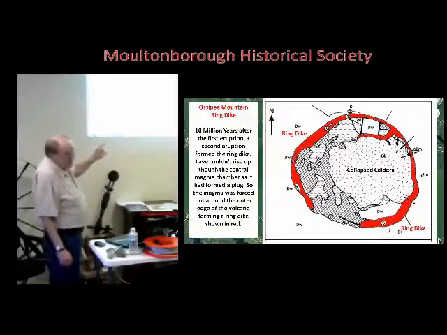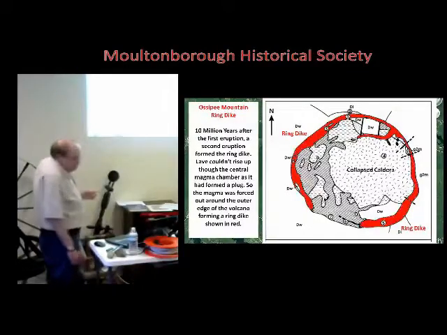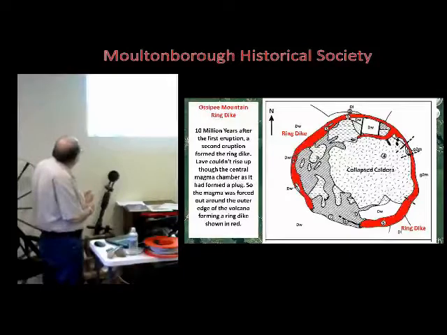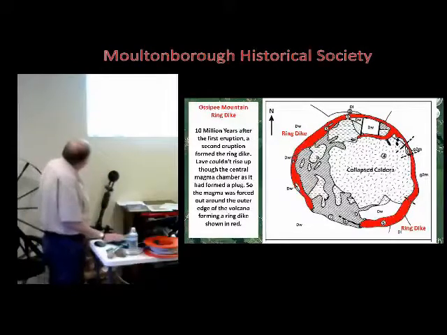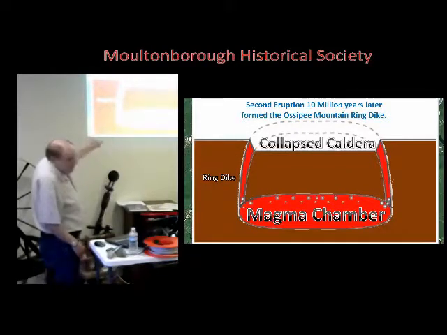Here's what the ring dike looks like. The red is the ring dike. 10 million years after the first eruption, a second eruption formed the ring dike. Lava couldn't rise up through the center magma chamber as it had formed the plug. So the magma was forced out around the outer edge of the volcano, forming a ring dike, which is shown here in the red. In the second eruption, 10 million years later, the collapsed caldera fell in. The only way for the lava to come out is around the edges.